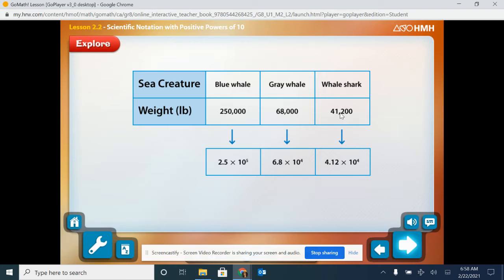The last one, the whale shark, it's 4.12. Oh, and by the way, you put all the numbers that are not zeros, okay? So right there is 4.12, and then I count how many numbers are after the 4? 1, 2, 3, 4 places. So that's going to be 10 to the 4th power, okay? Hope you got it. And if you don't, ask me questions.